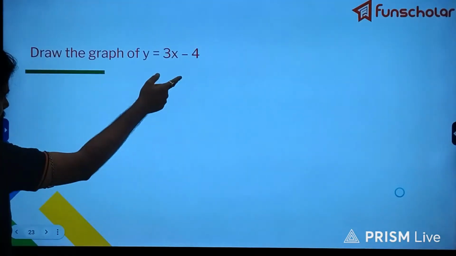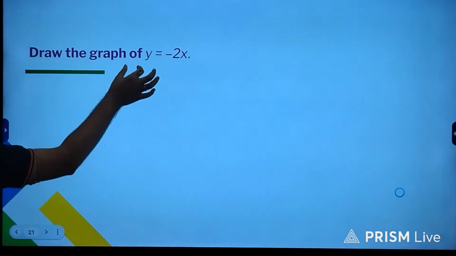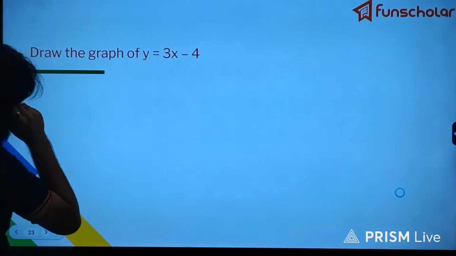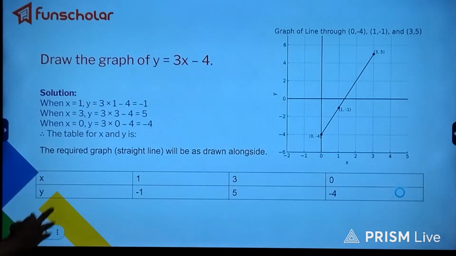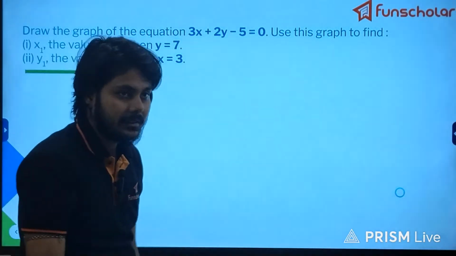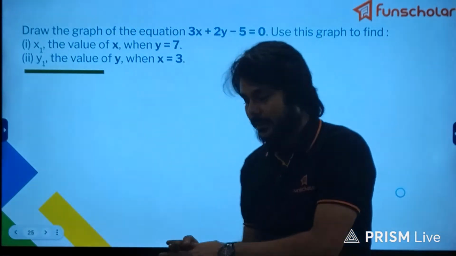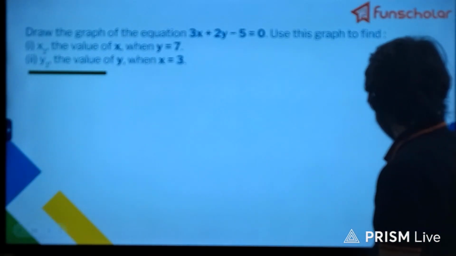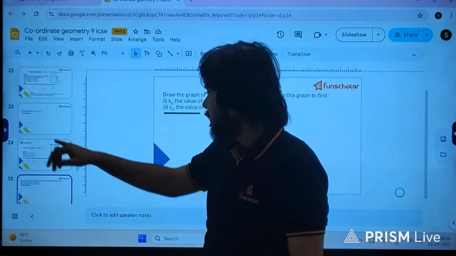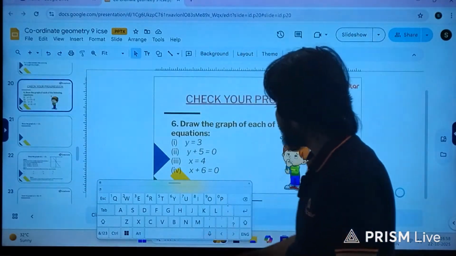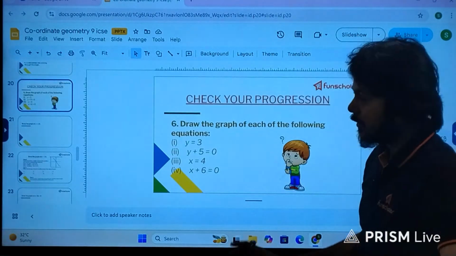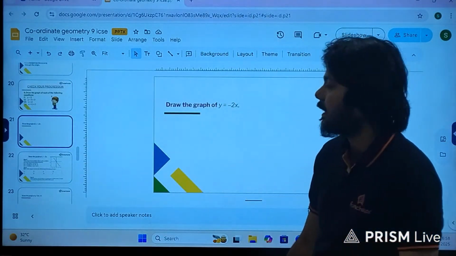Suppose y equal to 3x minus 4. See, these are expressions with double variables. This is also a double variable. How to draw the graph of these expressions, we will learn in our next lecture. So no more today. Your task will be to complete these 4 questions in your notebook. From next class we will start from slide number 21.